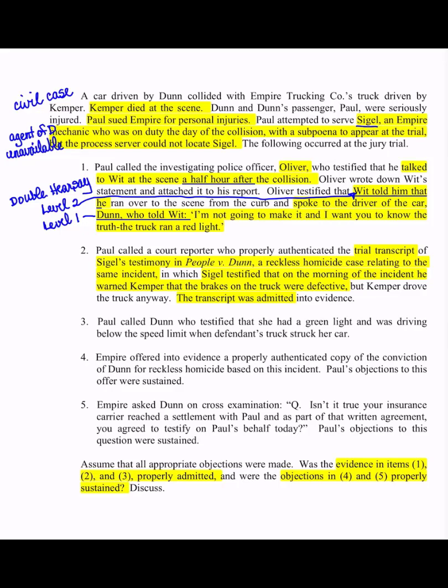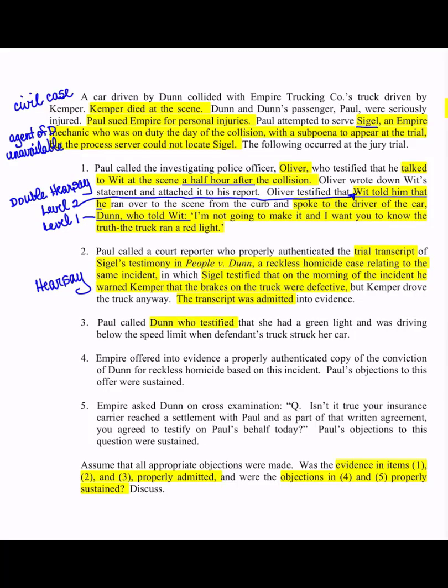What about call 3? Paul called Dunn, who testified that she had a green light and was driving below the speed limit when defendant's truck struck her car. This is logically relevant to show who was negligent, that she wasn't, more likely Kemper was. So she's a witness, she's competent to testify. What she's doing is giving lay witness testimony.